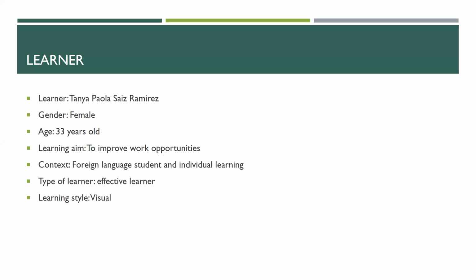Our learner's name is Tania Paula Saez Ramirez. She is a female, 33 years old. Her learning aim is to improve work opportunities. Her context is that she's a foreign language student and individual learning. That means that she has no fellow classmates. It's only her. Type of learner, she is an effective learner and her learning style is visual.